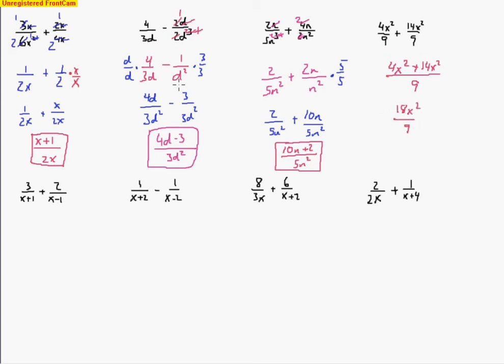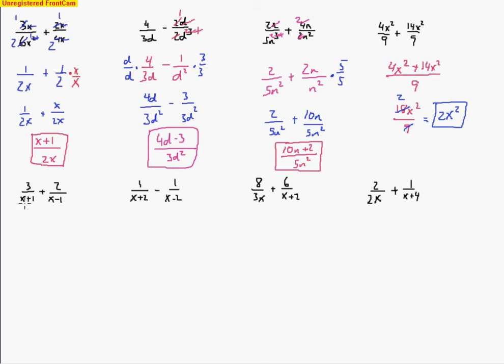Well, now we can reduce. So you see how the 9 goes into 18 two times. So I'm left with 2x squared. That was the answer. Doesn't have to go any further than that. Well, let's take a look at this next one here.